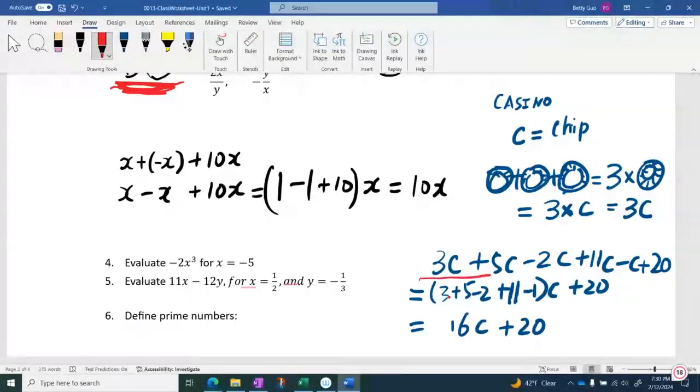In case you get confused at a certain point and don't know how to combine like terms, you just see the variable as chips, okay? You start with 3 chips, you earn 5 the first game, so now you have 8. Next game you lost 2, you end up with 6 chips left. 6 chips plus the 11 chips you gain in the next game.